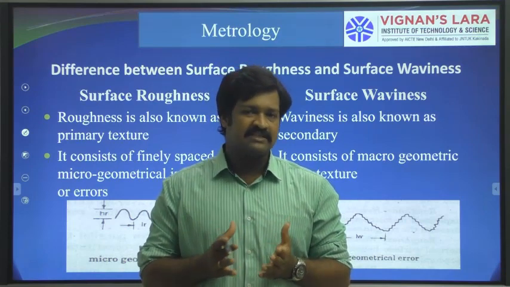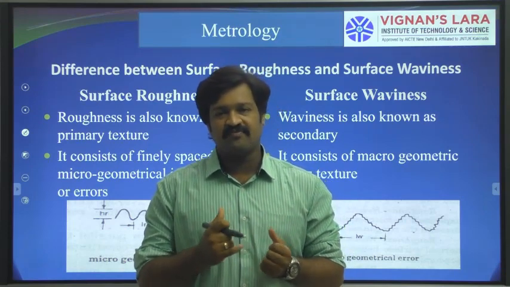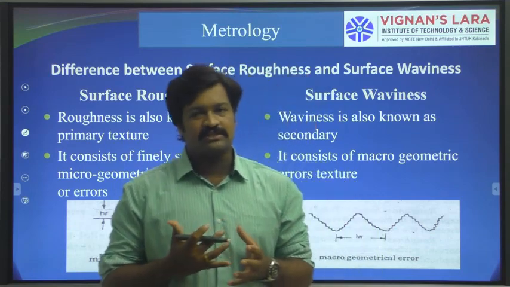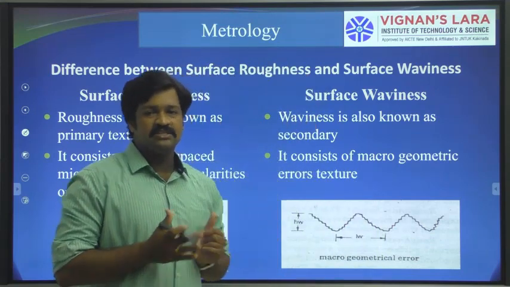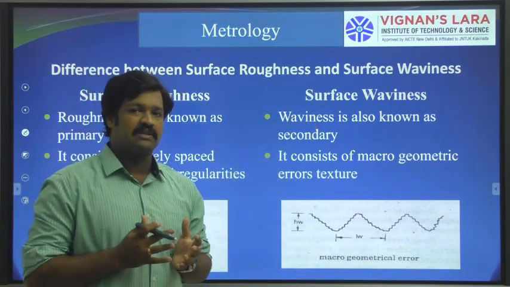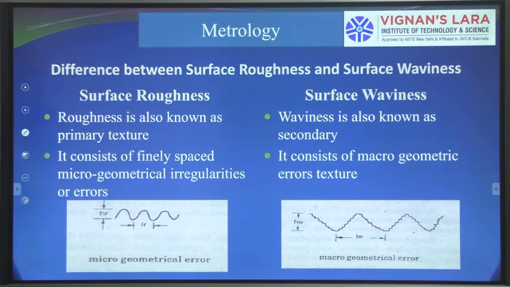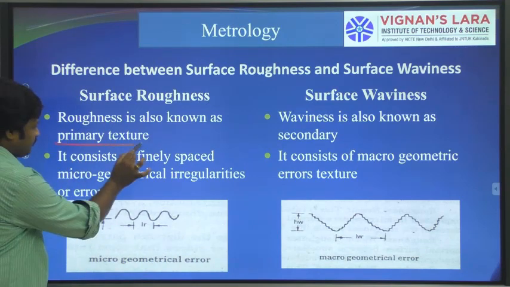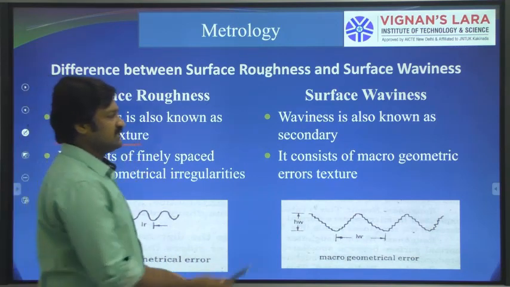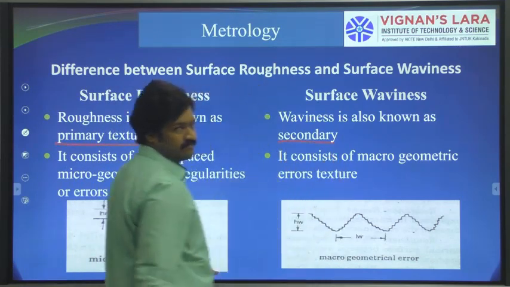In the earlier classes we discussed the importance of each. So today we are going to discuss the difference between these two, that is the difference between the roughness and the waviness. First one, surface roughness. Surface roughness is also known as primary texture, whereas waviness is also called secondary texture.